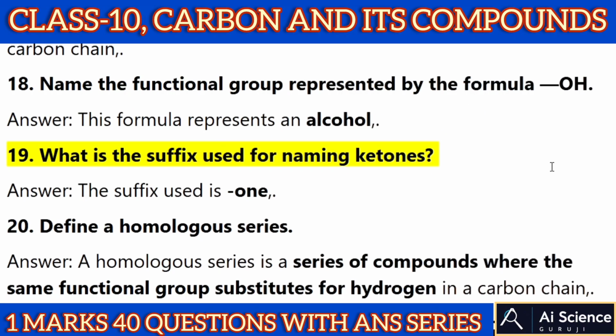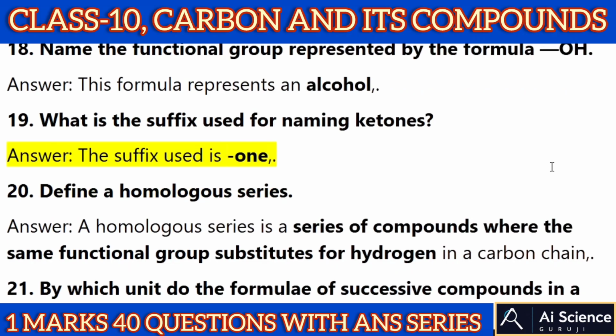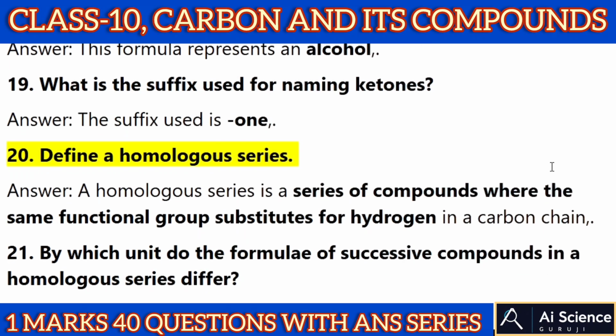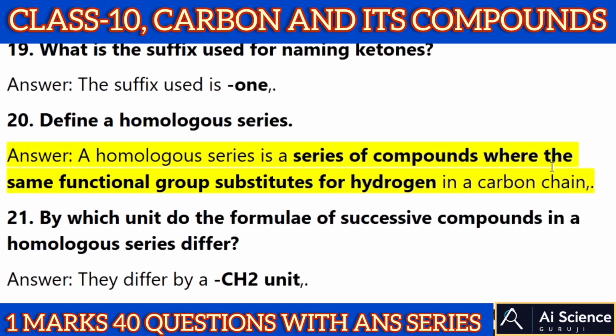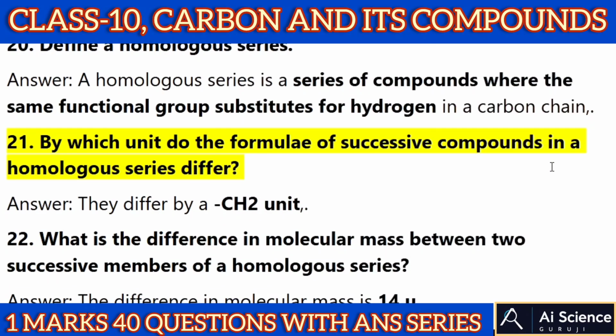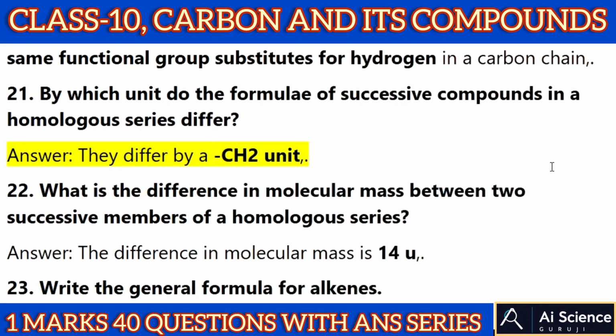19. What is the suffix used for naming ketones? Answer. The suffix used is -one. 20. Define a homologous series. Answer. A homologous series is a series of compounds where the same functional group substitutes for hydrogen in a carbon chain. 21. By which unit do the formulae of successive compounds in a homologous series differ? Answer. They differ by a CH2 unit.